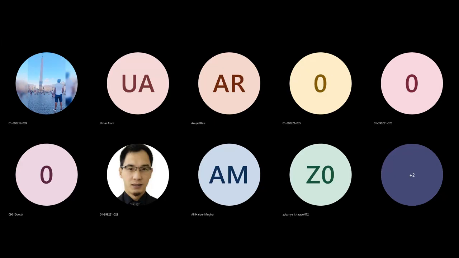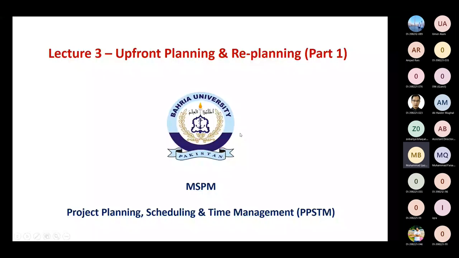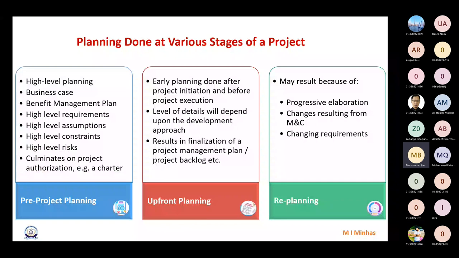We started off with the upfront planning, right? In the first couple of lectures, we tried to understand what planning is and what its advantages are, and then we saw that planning occurs at various stages during the project. We started off with the pre-project planning, and in that we said high-level planning is there.